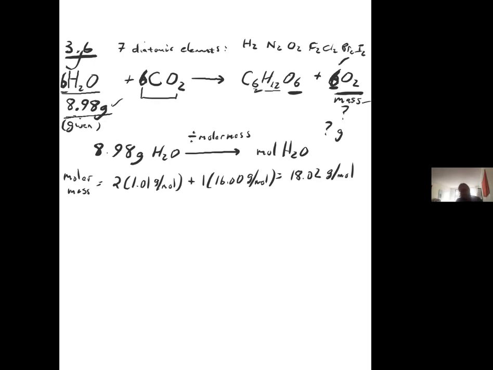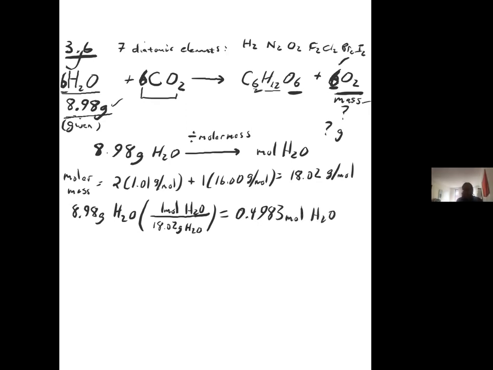So there's your molar mass. Divide by the molar mass. Now remember, when we divide by the molar mass, we prefer to use dimensional analysis. So you're going from grams to moles, so you put the 18.02 grams at the bottom, and you put the 1 mole on the top. Okay. So 8.98 divided by 18.02, and you get 0.4983 moles of water. Now, that sounds about right. 9 divided by 18 is almost a half. It's about 0.5. So we got the right answer there.